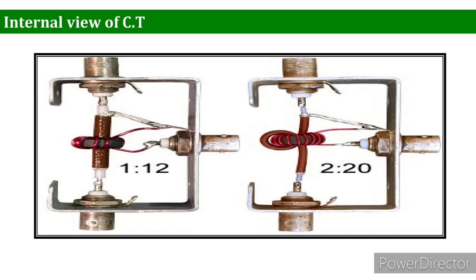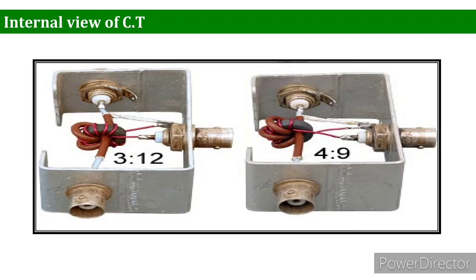On the left hand side, you can see the CT of ratio 1 is to 12. So the primary side has 1 and the secondary side has 12 turns, so it comprises 1 is to 12. On the right hand side, you can see it's basically a ratio of 2 is to 20. So we can say that on the primary side you have 2 turns and on the secondary side you have 20 turns.